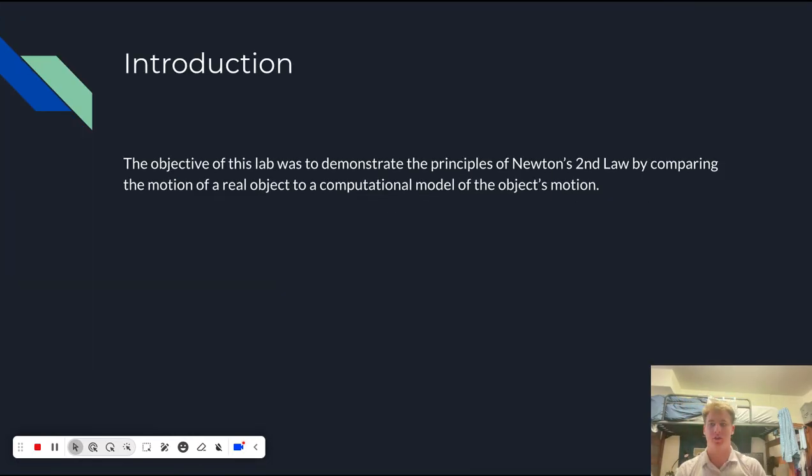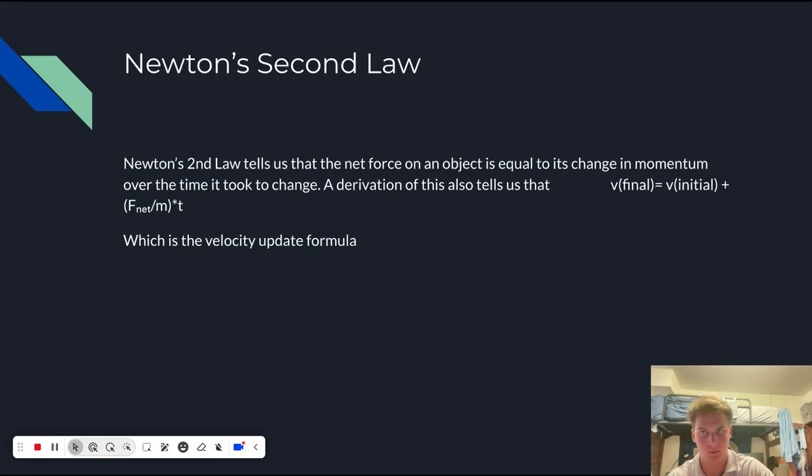Okay, so the introduction. The objective of this lab was to demonstrate the principles of Newton's second law by comparing the computational model of an object to the object's actual motion. The principle behind this lab is that Newton's second law tells us that the net force on an object is equal to its change in momentum over the time it took to change.